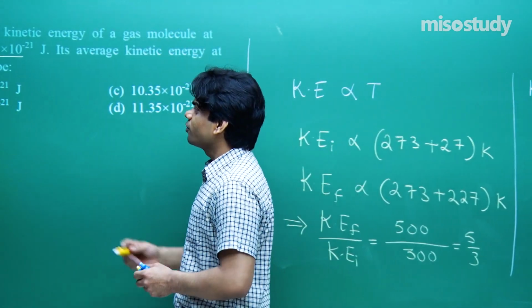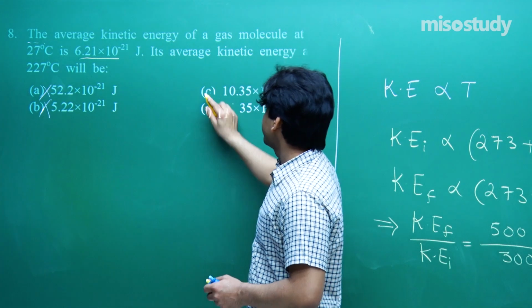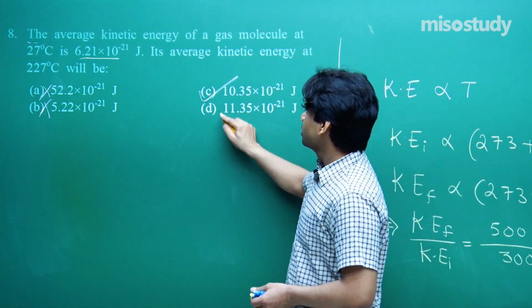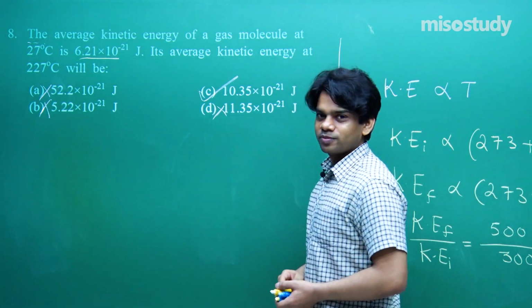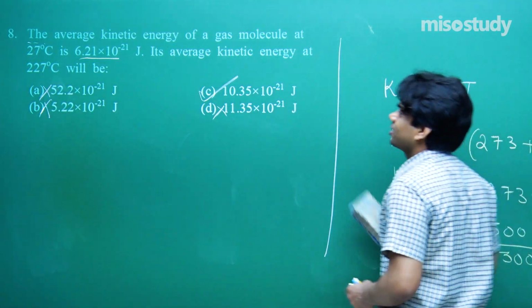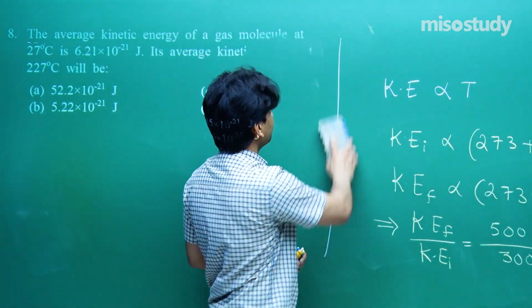Let's check with the given options. 52.2 into 10 to the minus 21 joule, no. 5.22, no. 10.35 into 10 to the minus 21 joule, that's the right response. D, 11.35, no. You can easily do the calculation on your own, and you will find that you will obtain this as the final result.